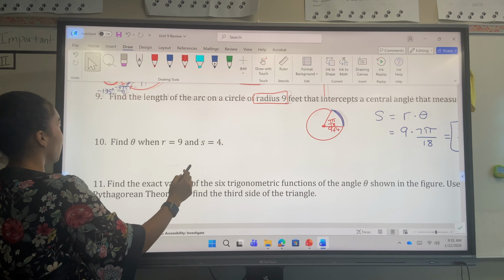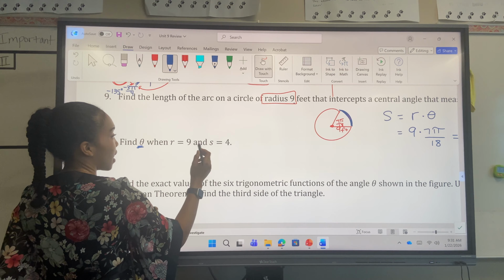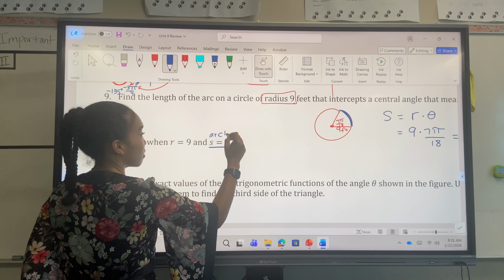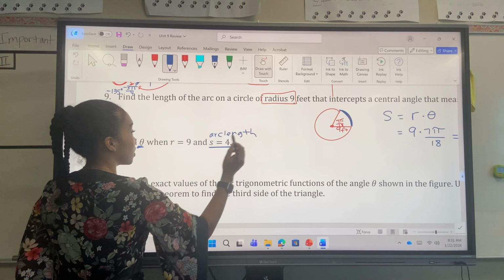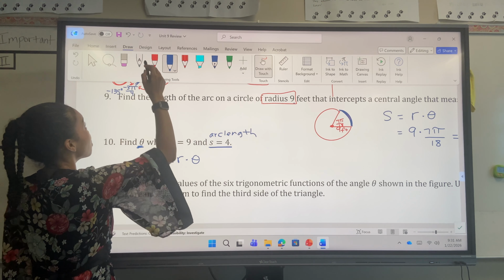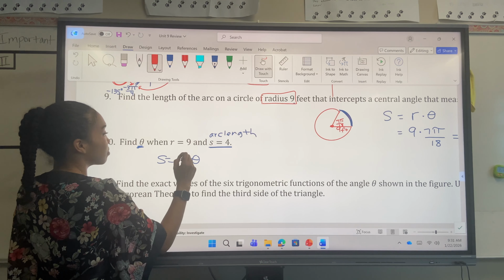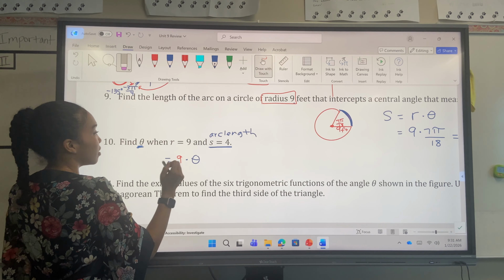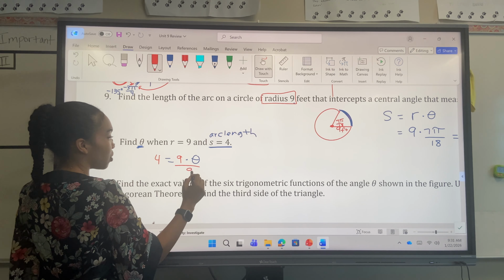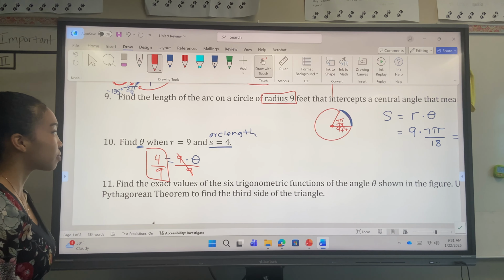Okay, next one. Find the angle when your radius is 9 and your arc length is 4. S stands for arc length. So the formula is arc length is equal to the radius times the angle. So let's replace what they gave us. The radius, they said, was 9. The arc length, they said, is 4. So solve for the angle. Divide both sides by 9. So your angle is 4/9.